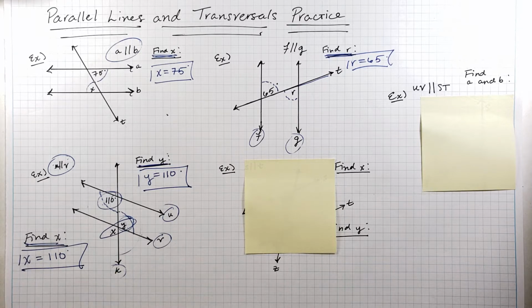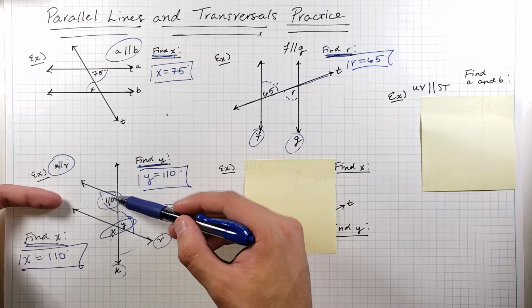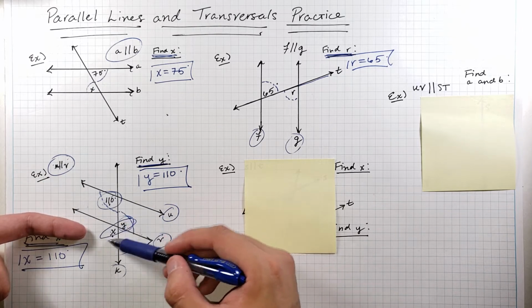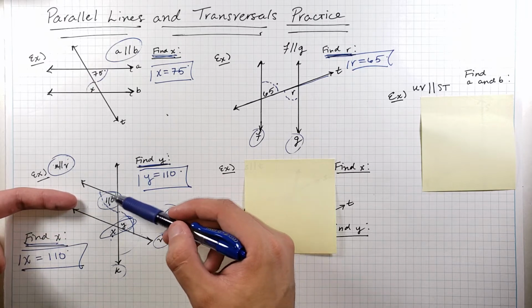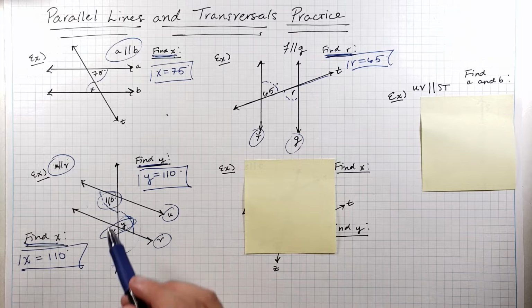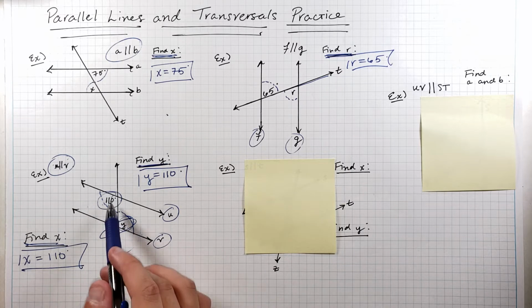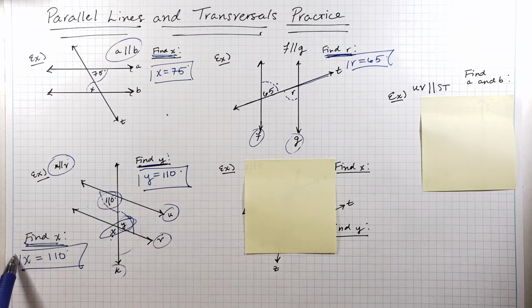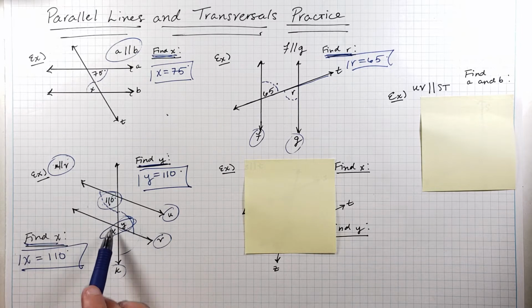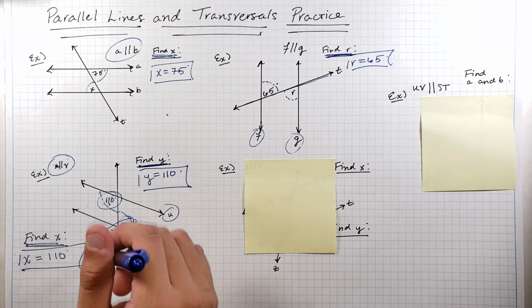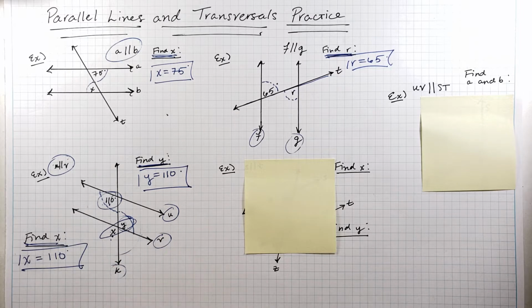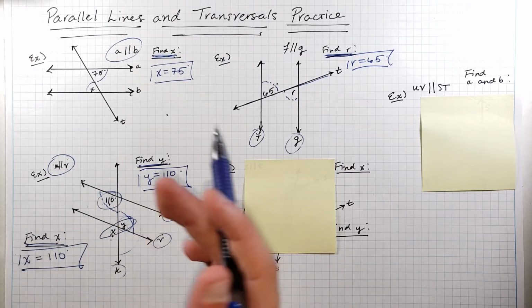Now, what else could you have done here? You could have also noticed that x and this one are corresponding, right? This one's in the bottom left of this one, and x is in the bottom left of this one, so we have corresponding angles. We could have used the fact that they're corresponding to find out that x is also 110, right? Corresponding angles are congruent. So we can look at things now from all sorts of ways. There's not really one right way to approach the problem. If you're given lots of information, you can use whatever method you prefer.